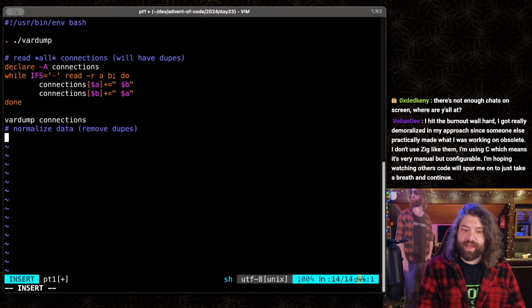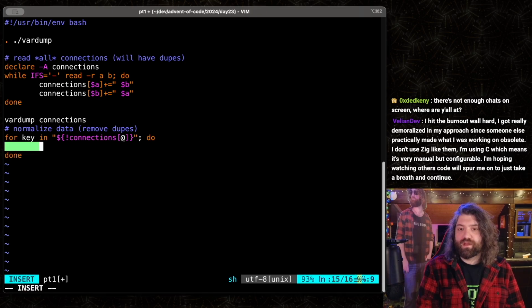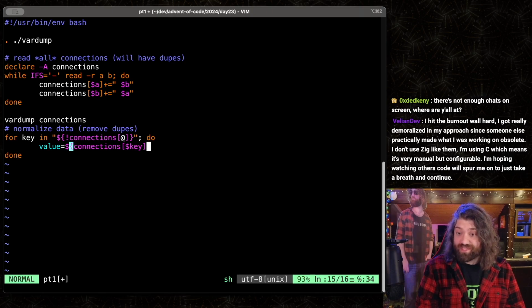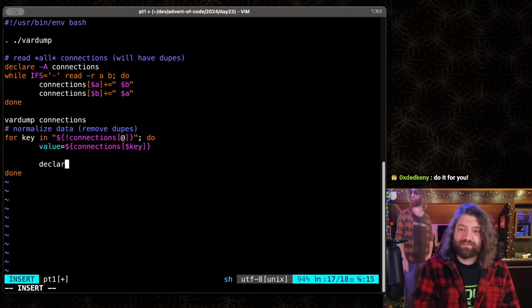So a user asked about the map function. We don't have a map function, but I will show you instead what we can do. We're going to overwrite it. So for key in connections, we're going to loop over all keys of that associative array. Done. Get the value out of it, which is the connections at key. And then we'll need to load every value into a new associative array to dedupe the keys. We're just going to make a new set here.